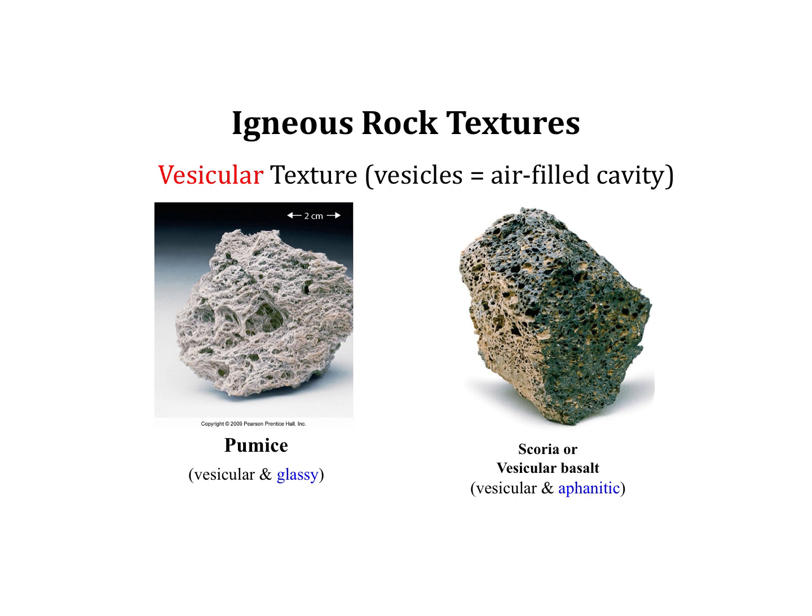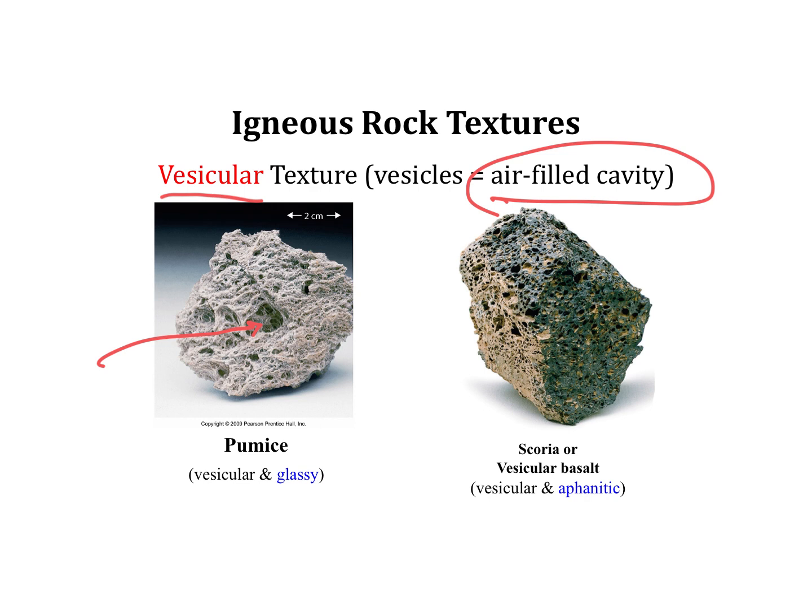Another texture is the vesicular texture. A vesicle is an air-filled hole or cavity in a rock, and you can see those. There's a particularly large one right there. In both of these samples, we have holes or cavities. We refer to those as vesicles.